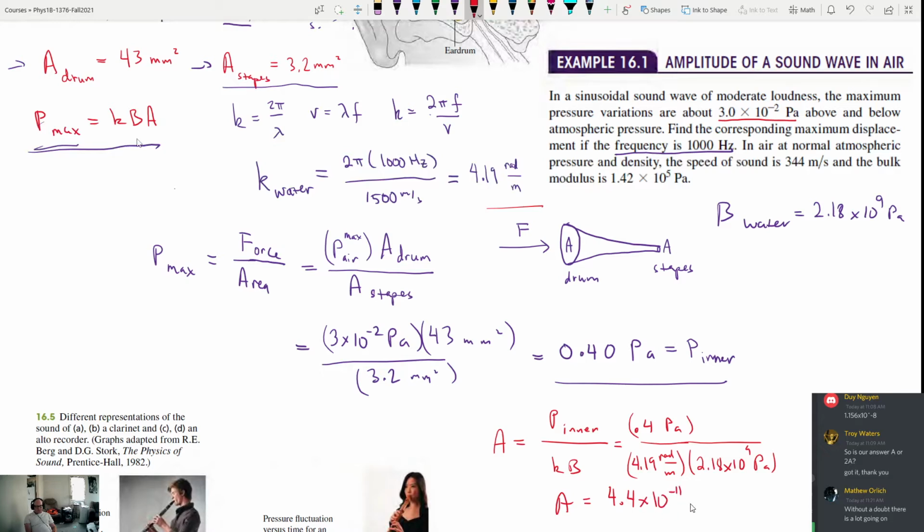And what does that represent? That's the displacement amplitude, which means that the particles within your ear, the water particles, are vibrating back and forth with this kind of an amplitude of 4.4 times 10 to the minus 11. So that's how much they're vibrating. That's a very tiny number. This is on the order of the size of an atom, actually. That's how little variation is occurring inside of these things.